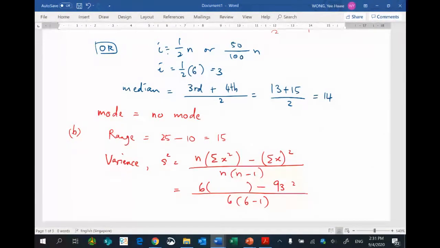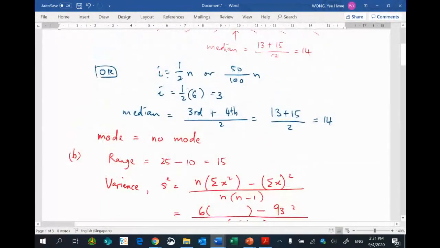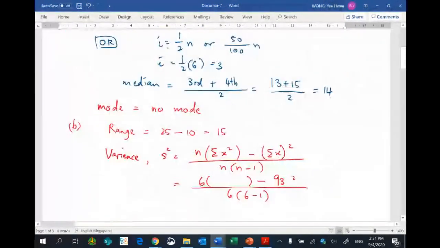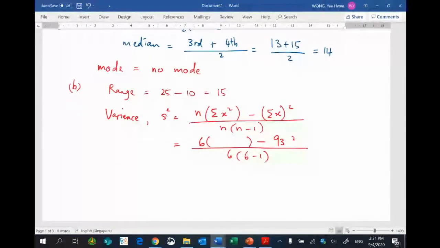How to find it? You have to refer back to your numbers, yeah? Either you use the original or you use the one already sorted. So what you do is, I'm going to use another color to write for you.